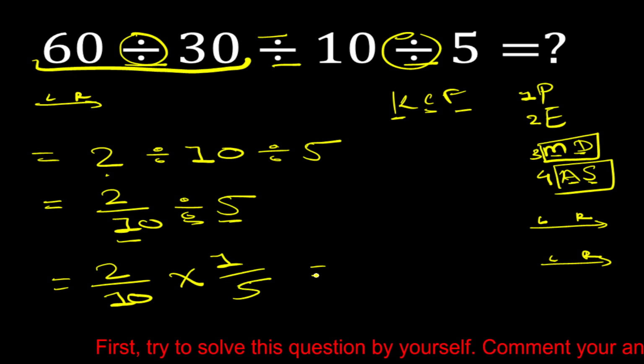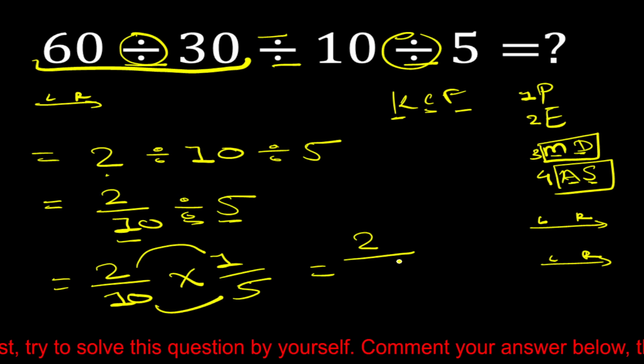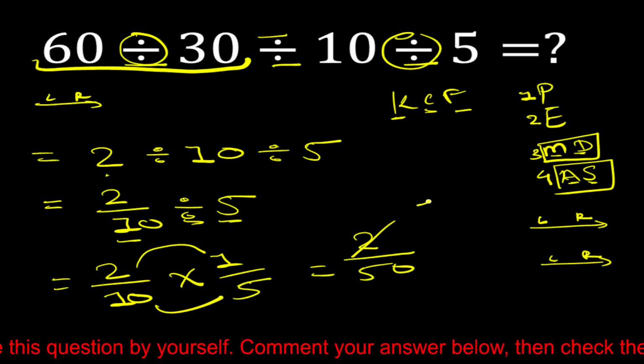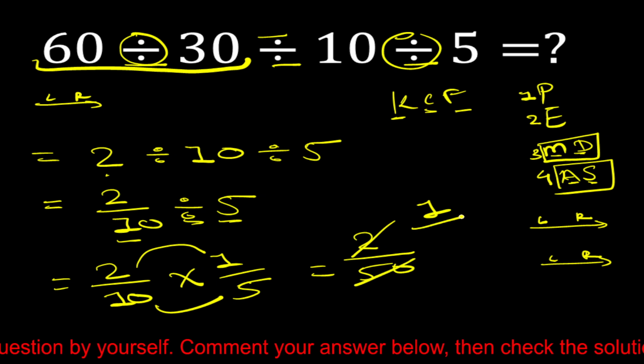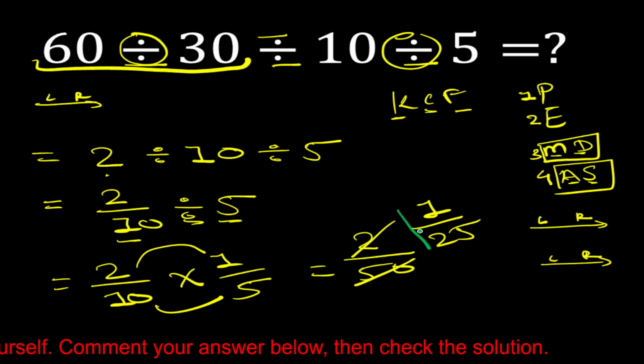Okay, so now 2 multiply 1 is equal to 2, 10 multiply 5 is equal to 50. So okay, so 2 divided by 2 is equal to 1, 50 divided by 2 is equal to 25. So 1 upon 25 is the correct answer.